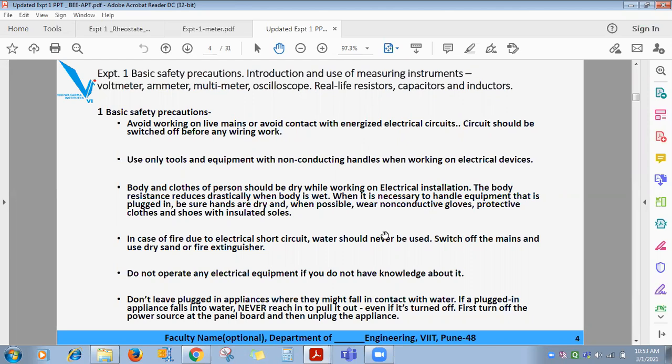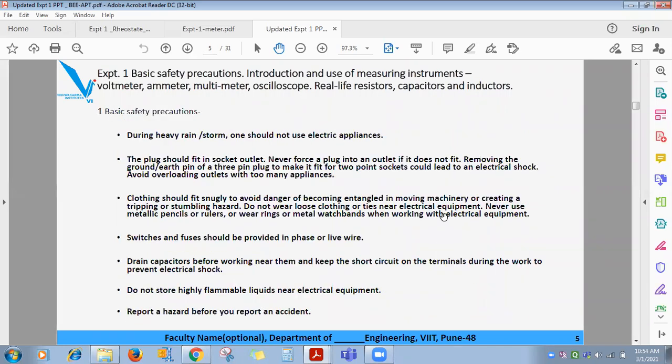Again, while performing an experiment, if any wire gets loose or disconnected and you want to connect it or make it tight, first switch off and only then tighten or connect it, otherwise you will get a shock.